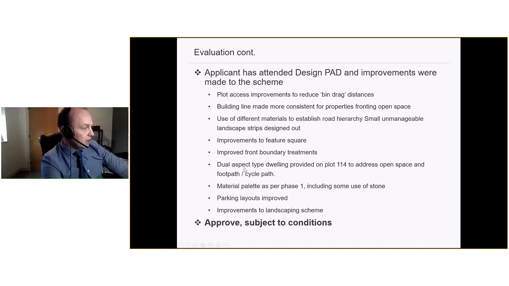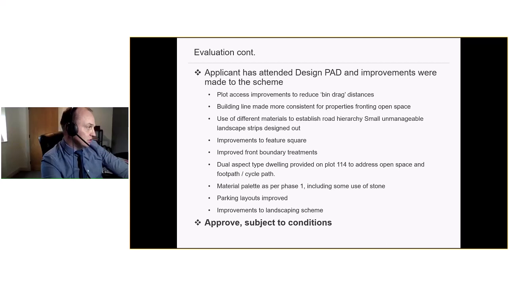Where some of the properties turn the corners, we changed those to be dual aspect to make sure that, when viewed from both directions, they address the street in a positive manner. The materials palette is as per phase one. I've said that there's fewer properties on this half of the development, but the same number of stone properties. So there were three included in phase one, and there's three within this phase two. Again, we did look at some of the parking layouts. That's been improved where possible, trying to make that on plot and relate to the individual dwellings as best as possible.